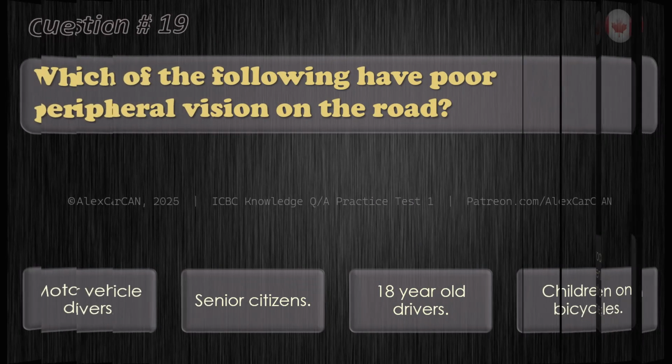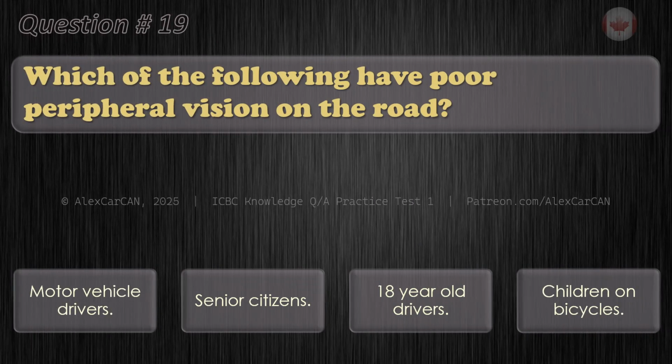Question number 19. Which of the following have poor peripheral vision on the road? Motor vehicle drivers, senior citizens, 18-year-old drivers, children on bicycles. The correct answer is children on bicycles.